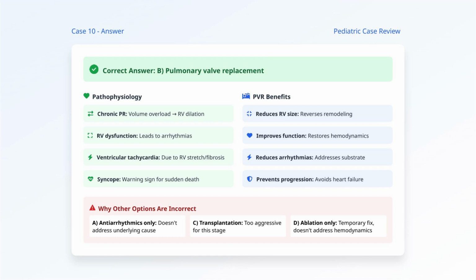Cardiac transplantation would be excessive at this stage as pulmonary valve replacement can significantly improve ventricular function. Radiofrequency ablation might be considered as an adjunctive therapy but would not address the underlying cause. During pulmonary valve replacement surgery, intraoperative mapping and cryoablation of arrhythmogenic foci may also be performed.